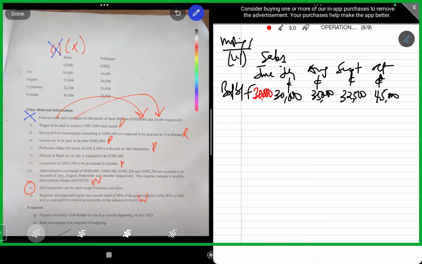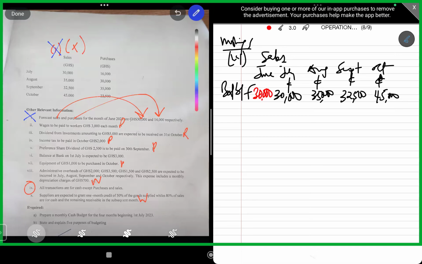So we are finished with the I. The I was saying sales for June is 30,000, so I've written 30,000 for June. So what other item about sales are we here to address? It's in the X. So go and read the X. Suppliers are expected to grant 1 month credit of 50% of the goods supplied, whilst 80% of sales are for cash, and the remaining receivables in the subsequent month.